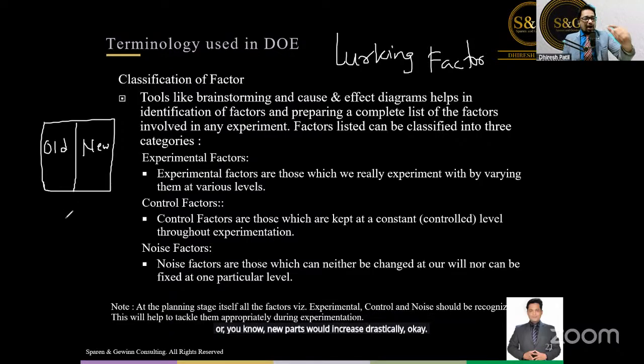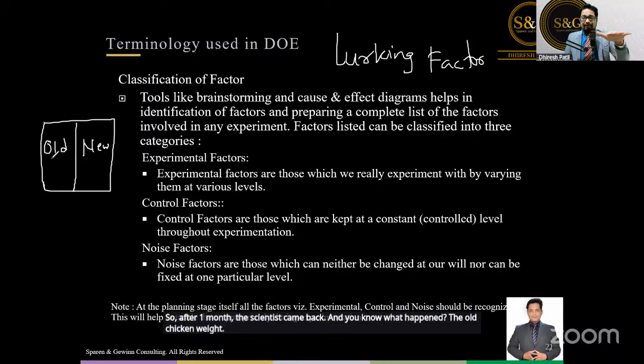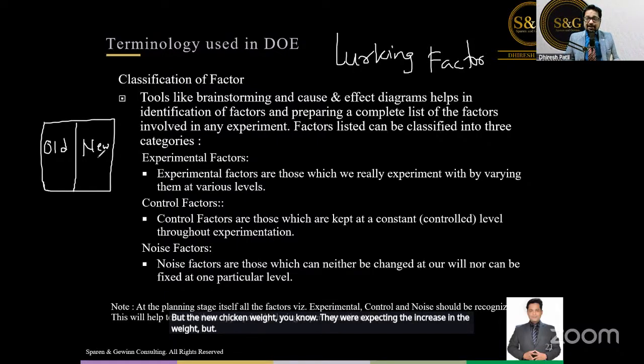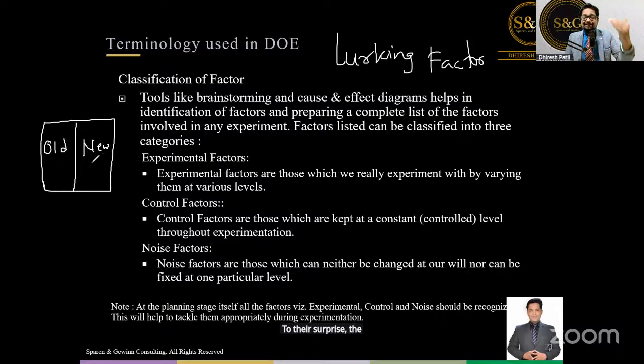After 1 month the scientists came back, and you know what happened? The average chicken weight in the old part remained as it is. There was no change. But in the new part, they were expecting an increase in weight, and to their surprise, the weight did not increase, rather it decreased. It went down, and everybody was shocked.